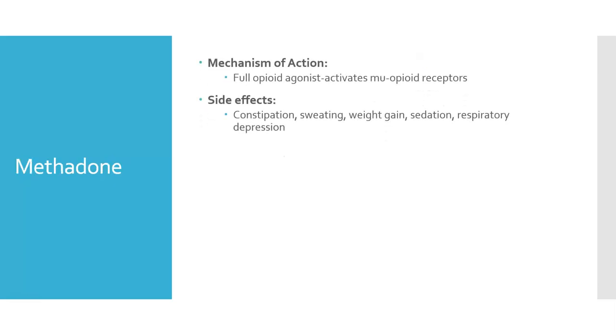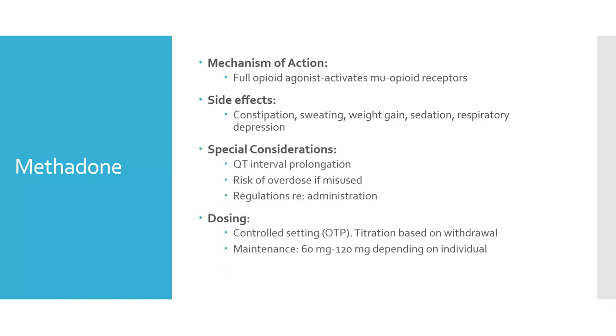Methadone. It's a full opioid agonist and it activates mu opioid receptors. May cause some constipation, sweating, weight gain, respiratory depression. This one is high risk and overdose. You see, it can cause respiratory depression, unlike Suboxone. Of course, you won't be prescribing methadone unless you're working at a methadone clinic. Some special considerations are the QT interval prolongation. There is a risk of overdose if misused.